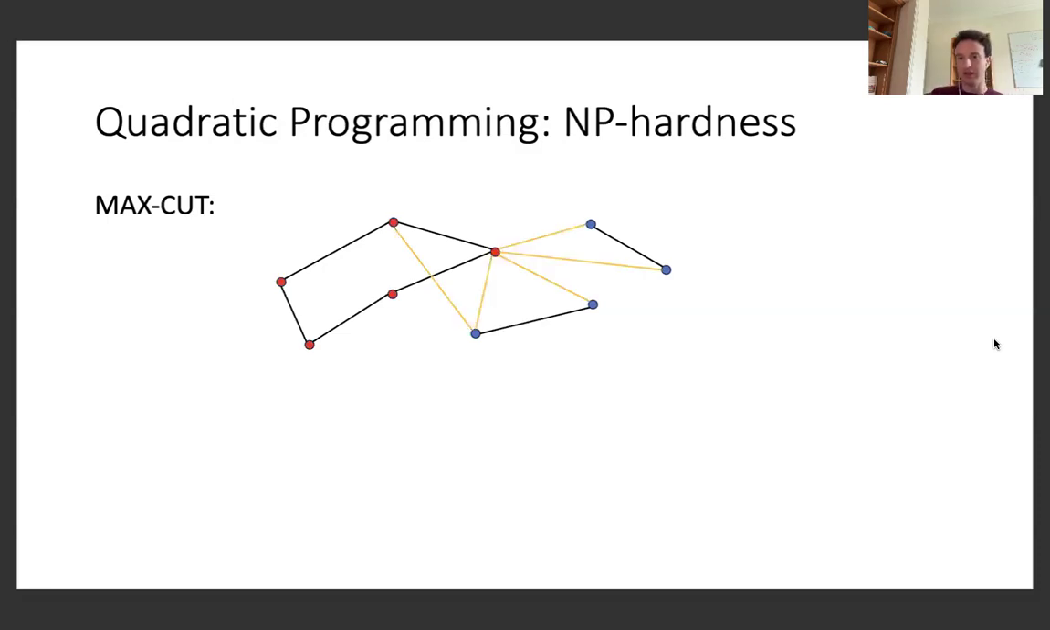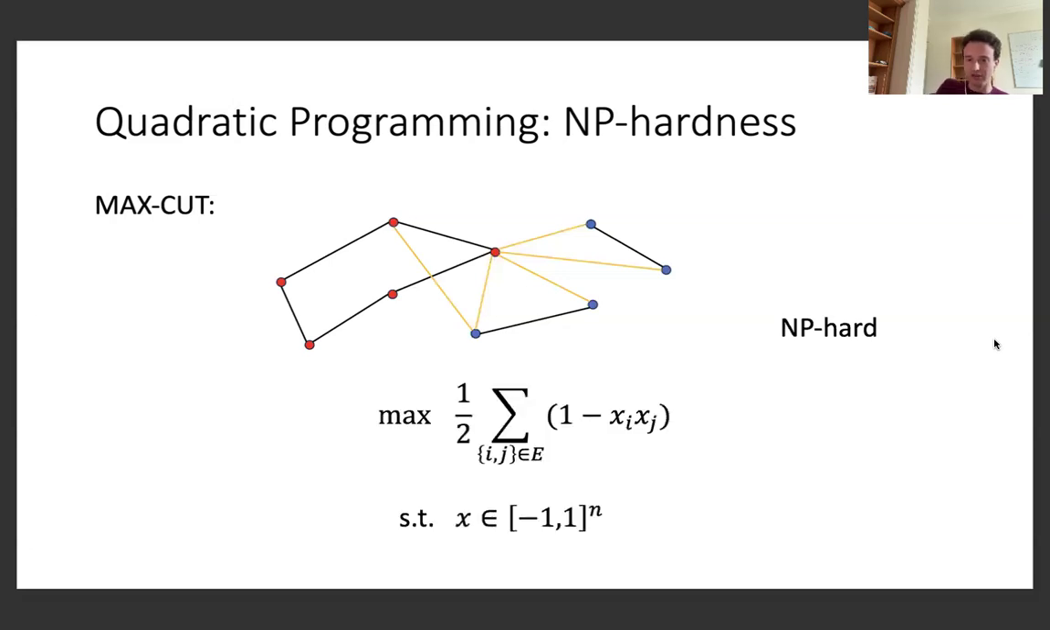So the cut is the edges that cross from one color to the other one. In this case, all the yellow edges would be the cut edges, and we want to maximize the number of such edges. So the value of this particular cut would be 5 because there are 5 edges crossing. And the general goal in this problem is to find a partition that maximizes the number of crossing edges. So this problem is known to be NP-hard, and it's not too hard to express it as a quadratic program. So this is one way to do it.